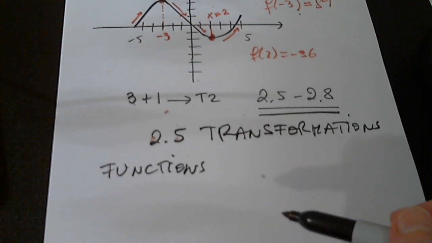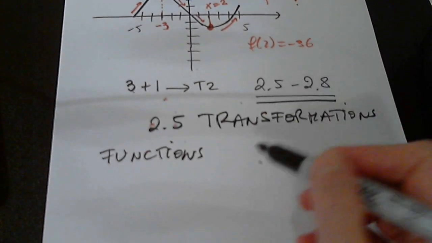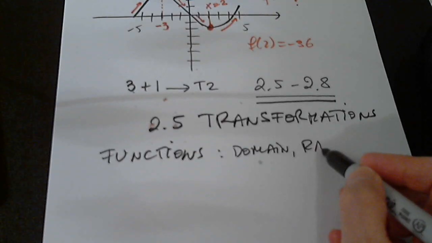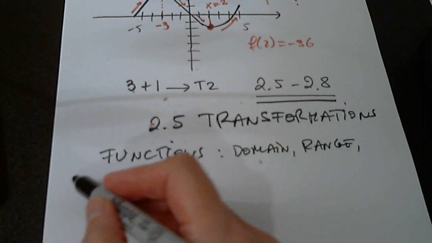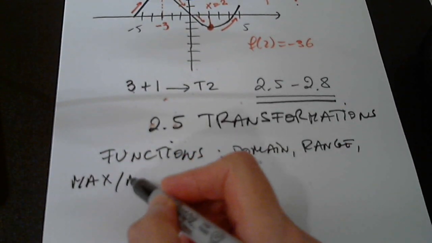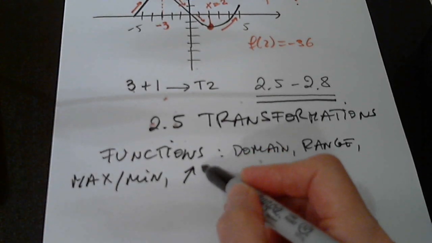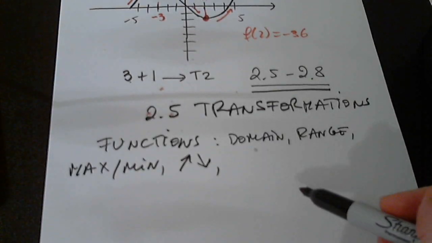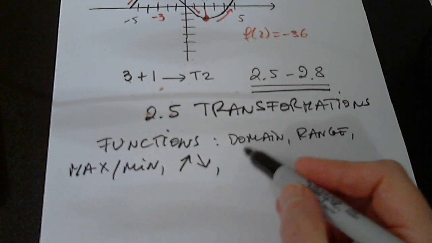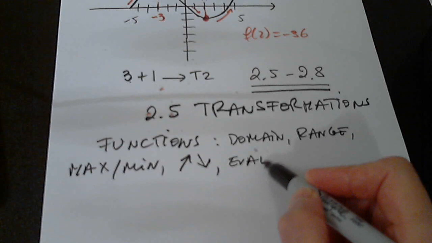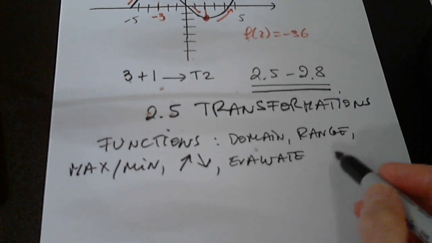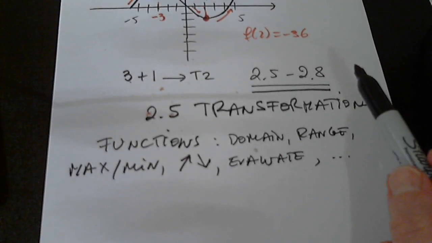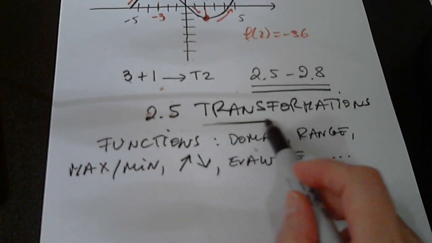When we looked at functions, we determined a lot. Domain, range. Now we know max, min. Increasing and decreasing intervals. Finding values, evaluate. And so on and so forth. We're going to add something called transformations.